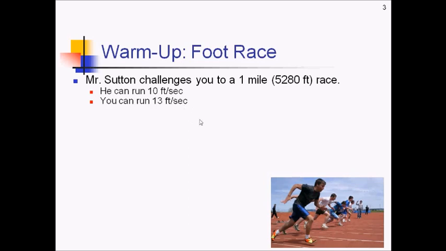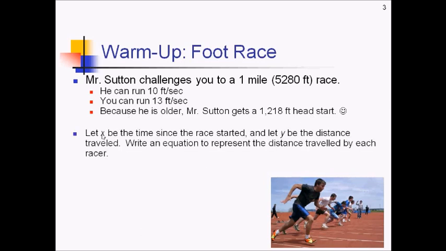Now, nobody really just wants to watch you beat an old guy in a race. So to make this interesting, because I'm older, I'm going to get a 1,218-foot head start. Your task for this warm-up: let x be the time since the race started, and y will be the distance traveled. Write an equation to say how far each of us has traveled after x seconds.